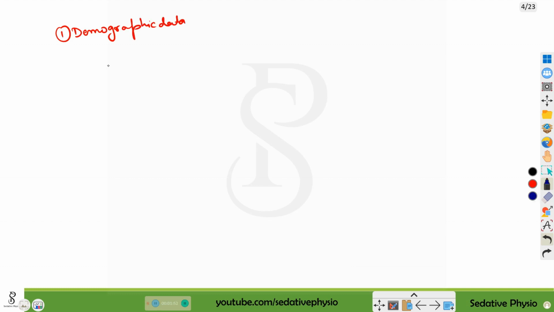In the demographic data, we have to ask for the name of the patient. First of all, there will be a date mentioned on the top of the assessment paper, the date on which you are taking the assessment of the patient. In the demographic data, you have to ask for the name, the age, the sex or gender, the address, and the occupation of the patient.